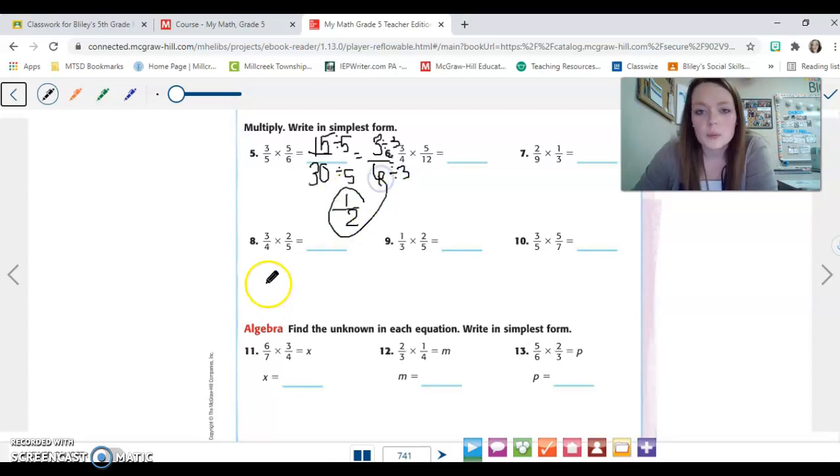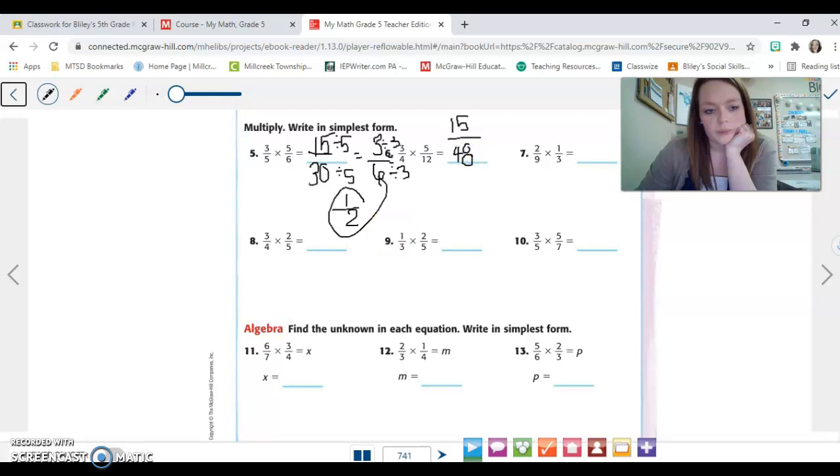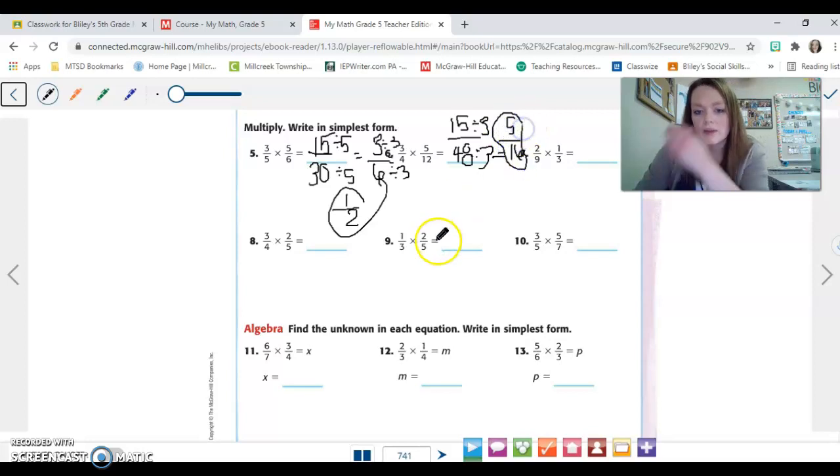Mrs. Bliley is going to do one more with you. Number 6, I have 3/4 times 5/12. Okay, 3 times 5 is 15, and 4 times 12 is 48. Both can be reduced by 3 to get our simplified answer. 15 divided by 3 is 5, and 48 divided by 3 is 16 for our final answer, 5/16. I would like you to do numbers 7 through 13 for our practice work today.